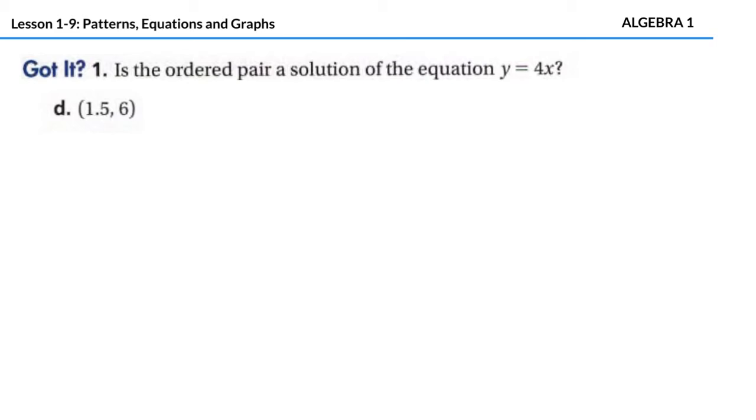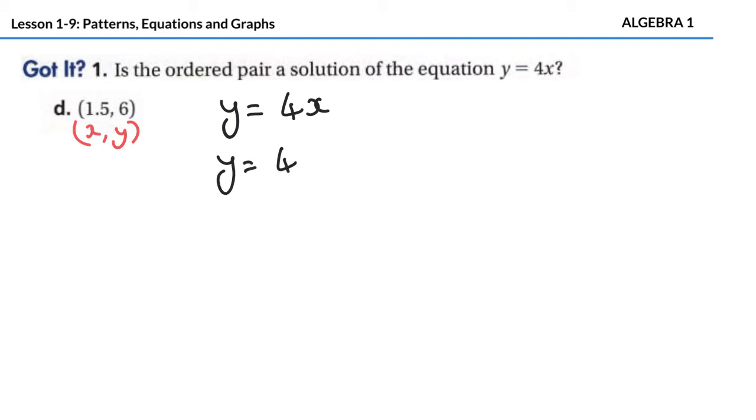(1.5, 6). Is it a solution of the equation y = 4x? So this is x and this is y. This is the ordered pair given. So let's check this. y = 4x.